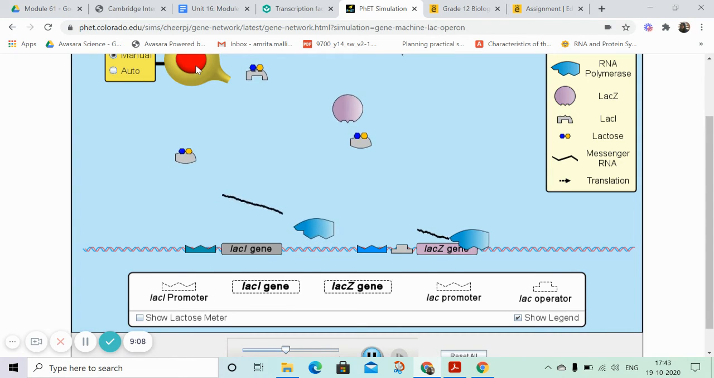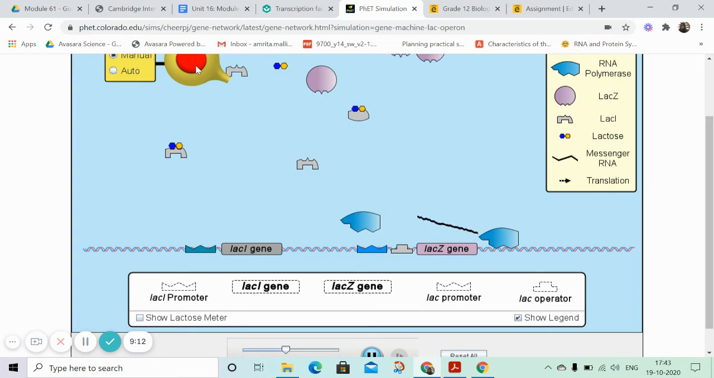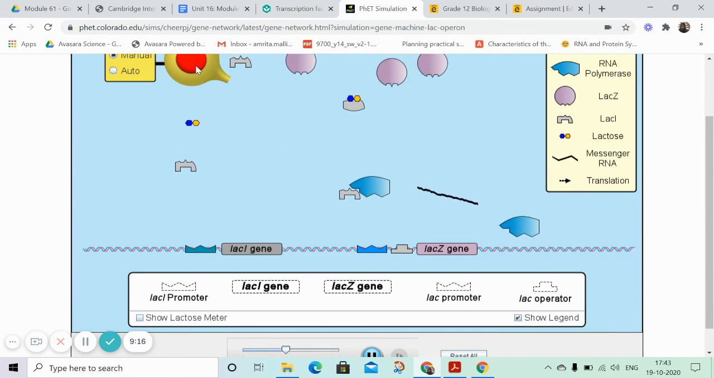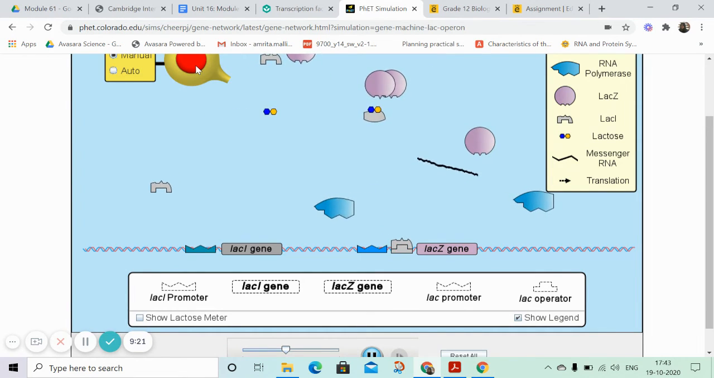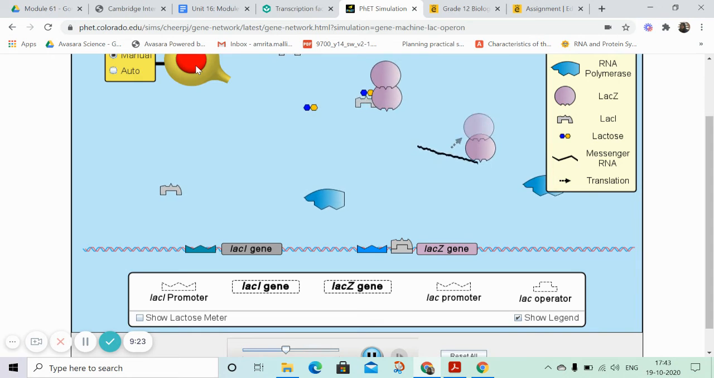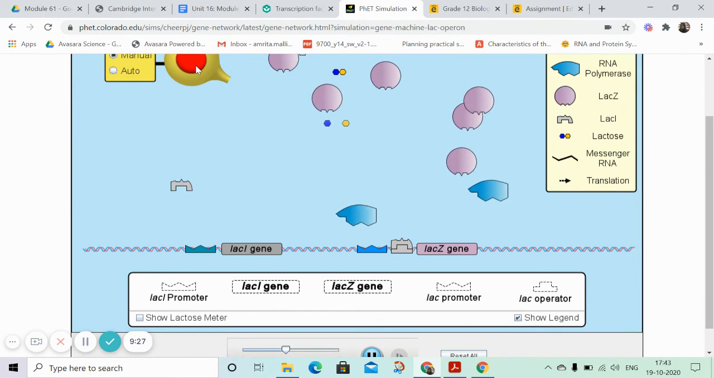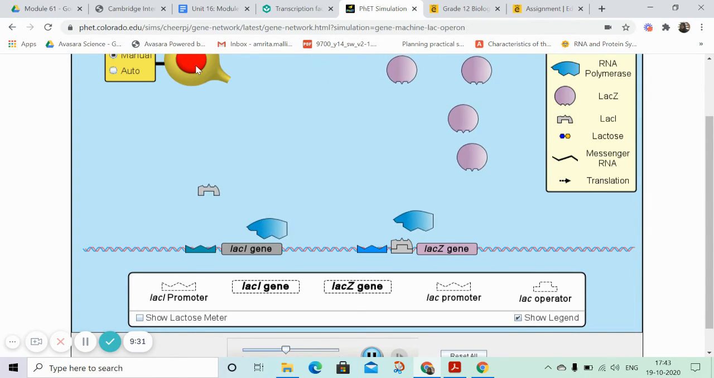So you observed that the LAC-Z gene is now again getting transcribed and it's producing beta-galactosidase enzyme. What is the beta-galactosidase enzyme doing? It is hydrolyzing the lactose. And now you have to write how the LAC-Z gene is getting switched off.